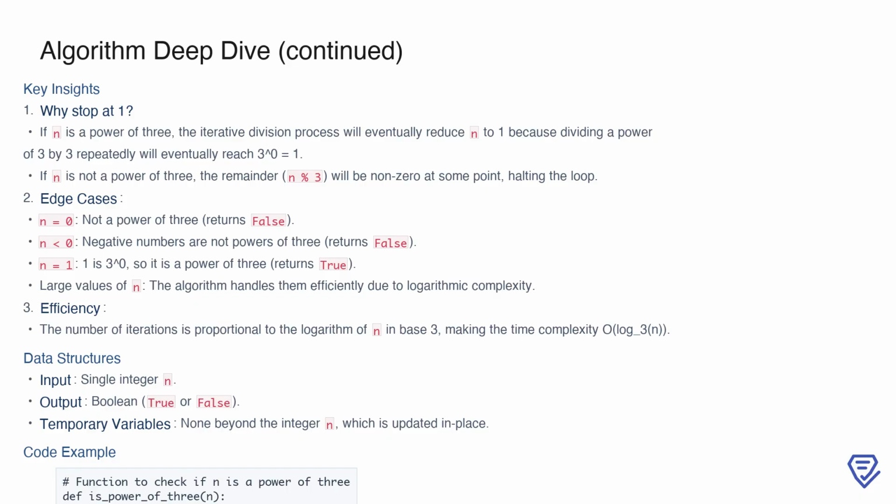The input is a single integer n, and we don't use any additional data structures beyond modifying n itself in place. The output is straightforward, a Boolean value indicating whether or not n is a power of 3. Here's how the code begins. We validate the input and then proceed to the iterative division step.